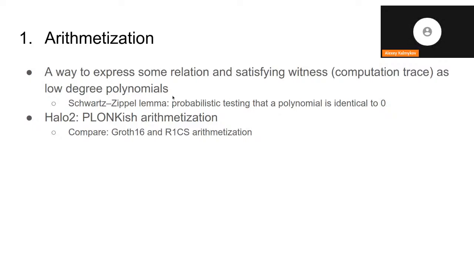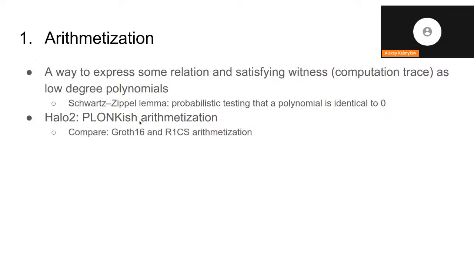Why is polynomials a good choice? Because there is the so-called Schwartz-Zippel lemma. Again, it's a very simple lemma. We're probably not going to discuss it today, but it's fundamental for most of the SNARKs. And it quickly allows us to test that a polynomial is identical to 0 in a probabilistic way. And for this lemma to work, we need to have a low degree polynomial. So if the degree is high, let's say on the order of 2 to the power of 256, this lemma won't be applicable anymore.